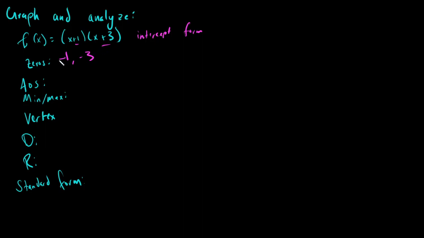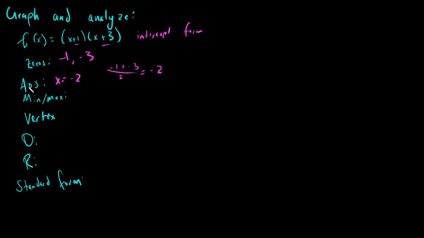All right, so we have our zeros, -1 and -3. What is our axis of symmetry? Well, our axis of symmetry is always going to be the average of our zeros, so right in the middle of our zeros. So it's going to be x is equal to -2. How did I get that? Well, -1 plus -3, divided by 2, is equal to -2. That's how I got that.